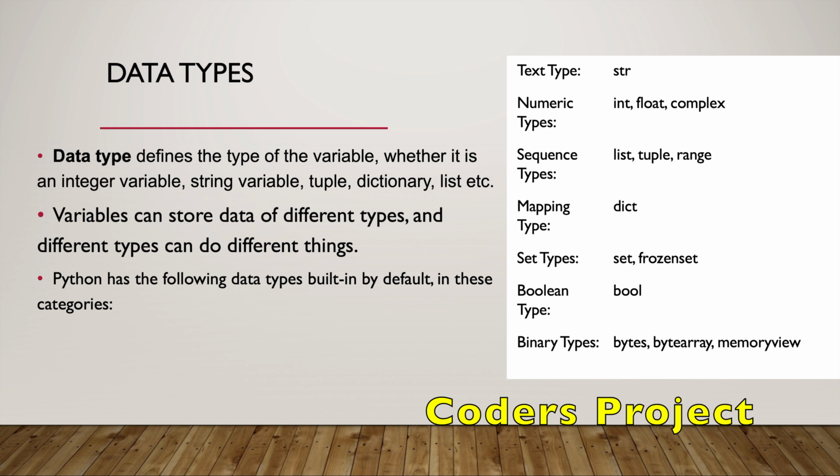Python has the following data types built in by default. These are the categories. So in the text type, it is string. In numerics type, it is int, float, and complex. In sequence type, it is list, tuple, and range. For mapping type, we have the dictionary. For set types, we have set and frozen set. For boolean type, we have the boolean characters. For binary types, we have bytes, byte array, and memory view.